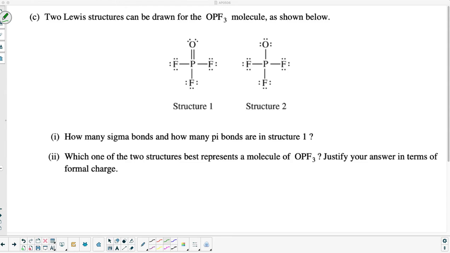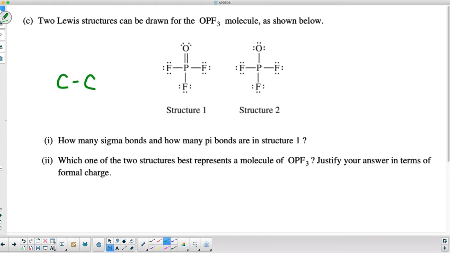Here's what a sigma bond is. Anything that's a single bond like this, that's a sigma bond, okay? That's what sigma looks like, that symbol. If I have a double bond like that, then one is sigma and one is pi. So in a double bond, I have one sigma and one pi.